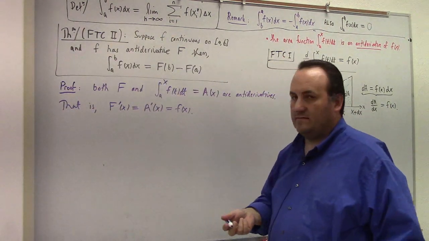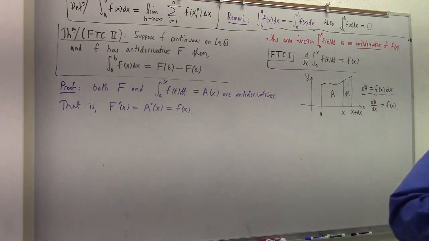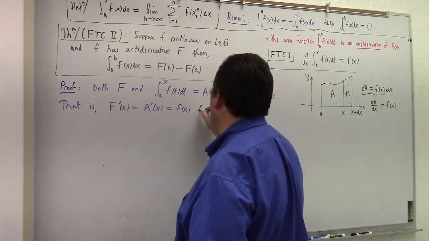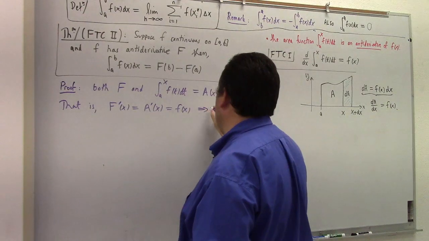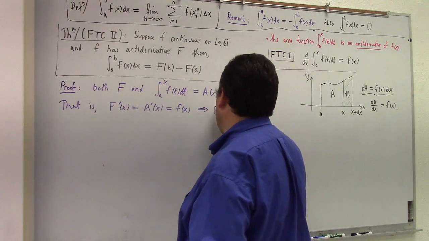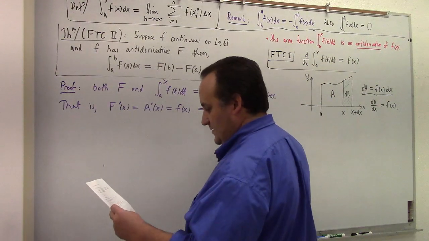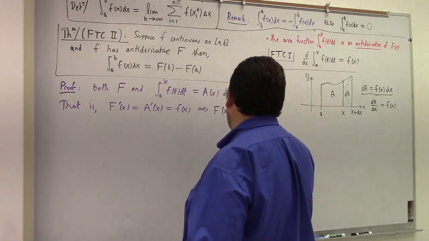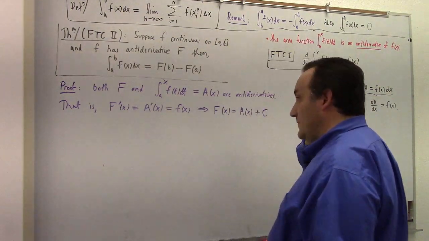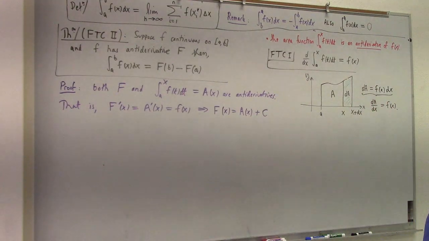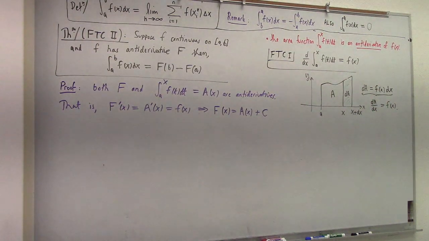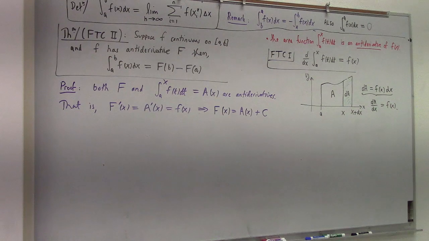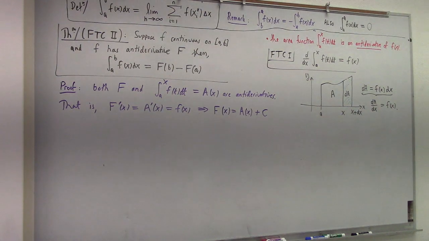But what does that mean if the derivatives of both of these functions are equal? That implies that F of x is equal to the area function plus a constant, right? If they have matching derivatives, they must be related by just a shift of a constant, because we're talking about a connected domain here, this closed interval.